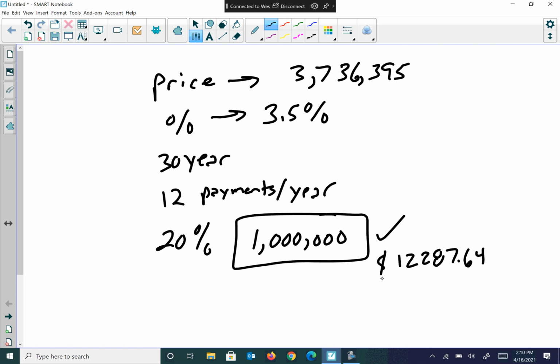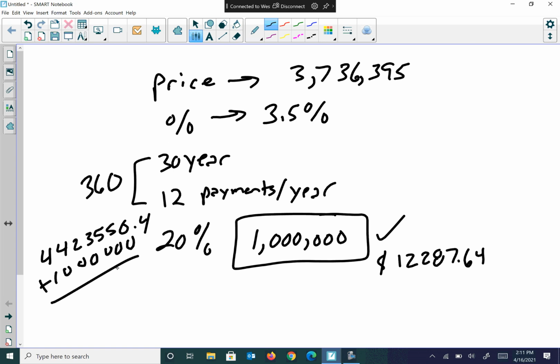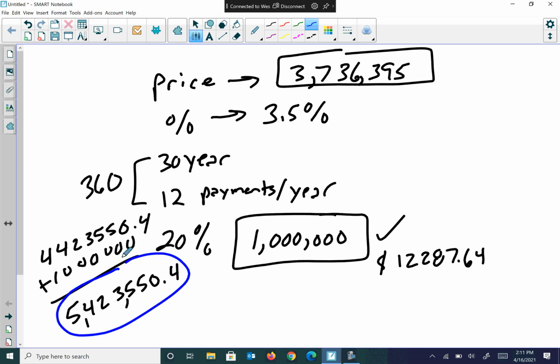Now here's the goofy thing about it. You take that $12,287.64 and you multiply it by your 360 payments, because a 30-year mortgage means you're doing 360 payments, plus the million. So your house that you were going to pay $3 million for, at the end of your mortgage, you would have paid $5,523,550.40. Okay?